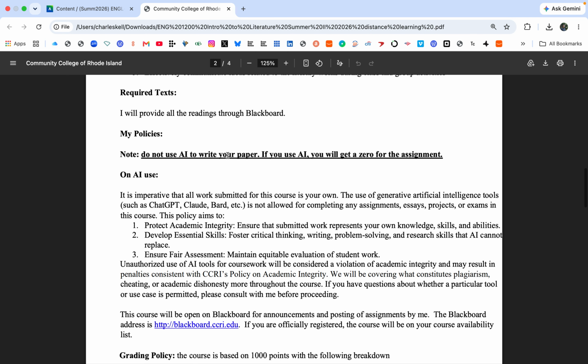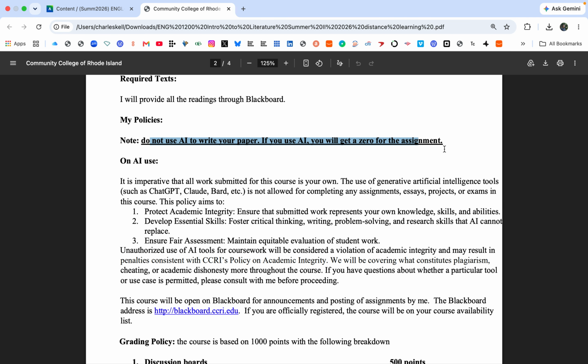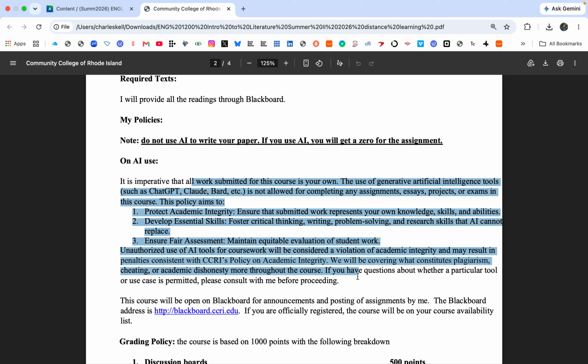My policies, don't use the robot to write your paper. Please, please, please don't use the robot to write your paper. If you're struggling on writing your paper, please reach out to me. So that's my spiel on that, right?